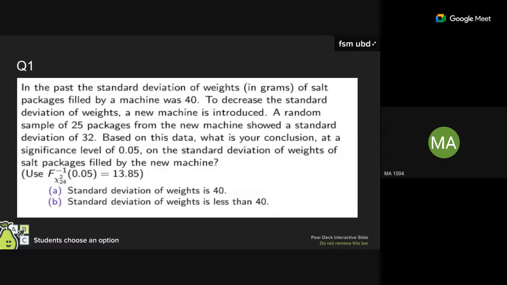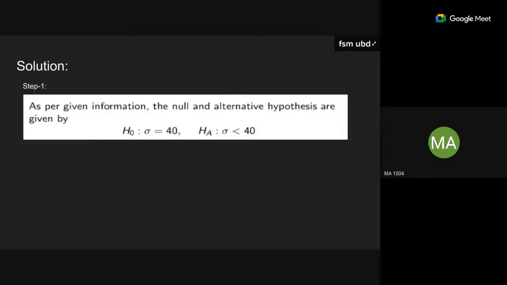So how do we do this? How do we do the chi-square distribution? I'll just go step by step.